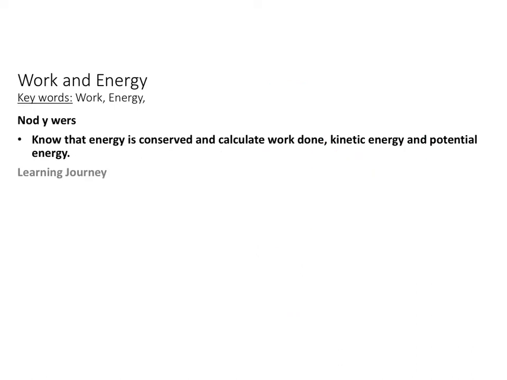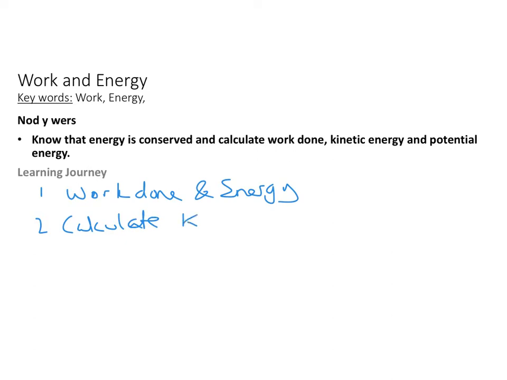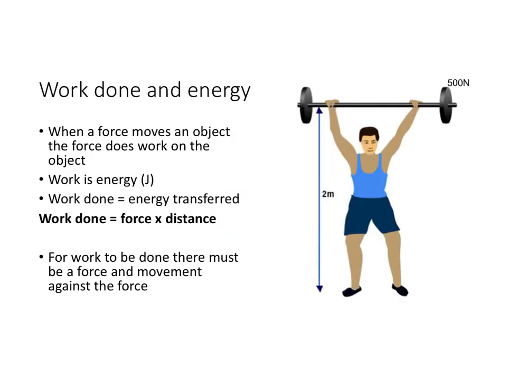On to our lesson today, work and energy. We know that energy is conserved, and we calculate work done, kinetic energy and potential energy. Our learning journey today is we're going to be looking at work done and energy. We're going to calculate kinetic energy, that's energy of something moving, and then we're going to calculate gravitational potential energy, so something that has height. We're also going to be calculating work done, but we need to find out about work first.